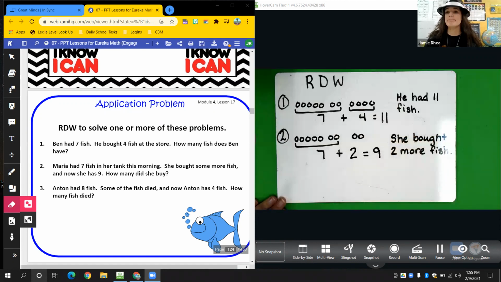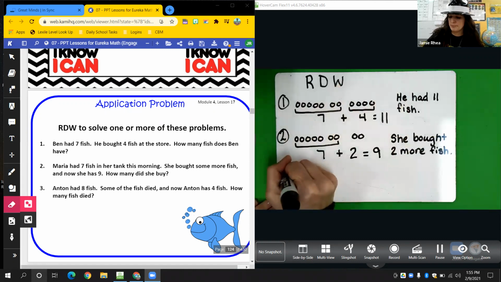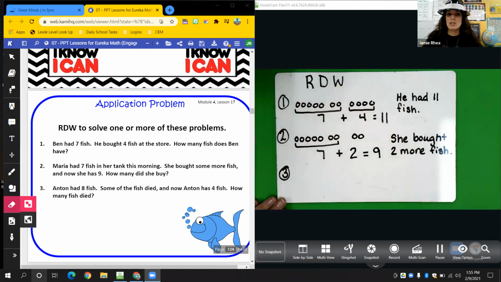Did we read the problem? Mm-hmm. Did we draw it out? Yes, we did. Did we write it out? We wrote our number sentence and a statement. Check, check, and check. Number 3. Anton had 8 fish. Some of the fish died, and now Anton has 4 fish. How many fish died?